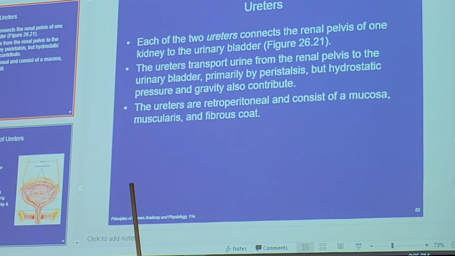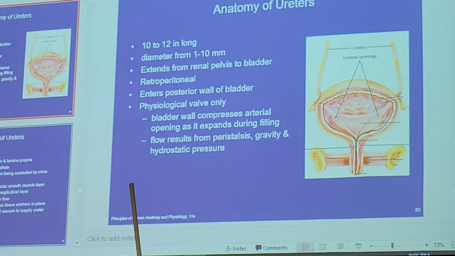And of course, one of the things that we'll see is the ureter is about 10 to 12 inches long. So when we're looking at the ureters, of course it varies based upon the size of the individual.